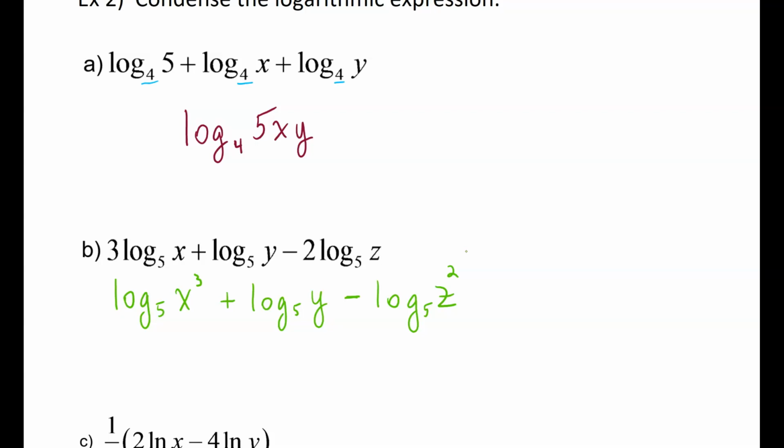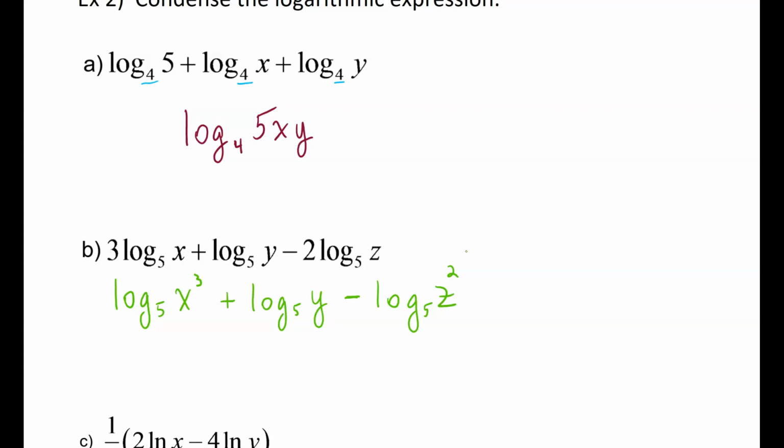And so I say, be careful with these because what you don't want to do is leave the minus in the front and then put a negative 2 as the exponent. Okay, so be careful with that.